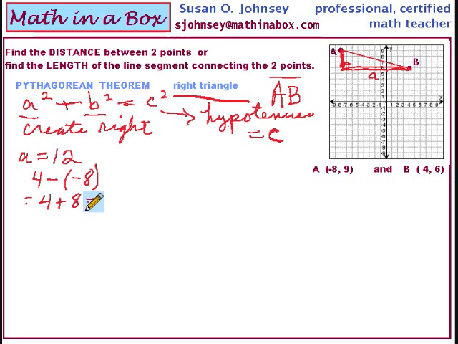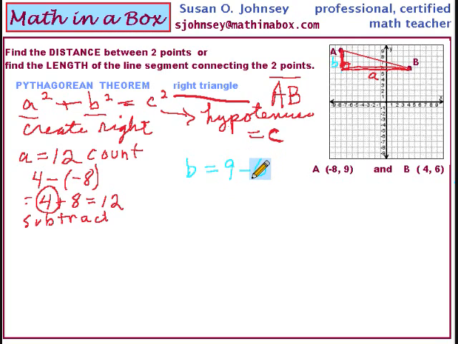So either way you want to do it, you can count or you can subtract. Our b is going to be the smaller side, the shorter side. b equals, alright, b started at 9 and went down to 6. So that would be 9 minus 6 if you want to use the subtraction method, or you can count, and either way you will get 3.